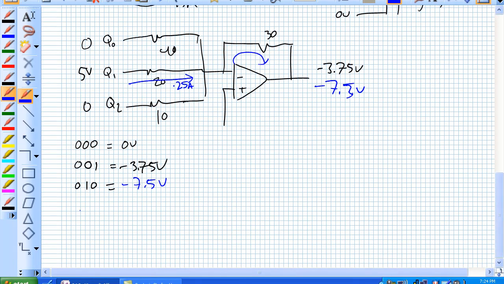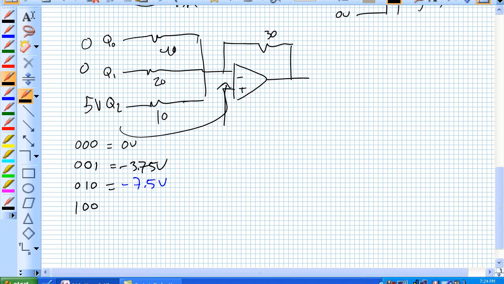Okay, now let's go to 100. Now you've got 5 volts across a 10 ohm resistor. So that's 0.5 amps. 0.5 amps through a 30 ohm resistor. What's that going to be? Well, it's negative 15 volts.